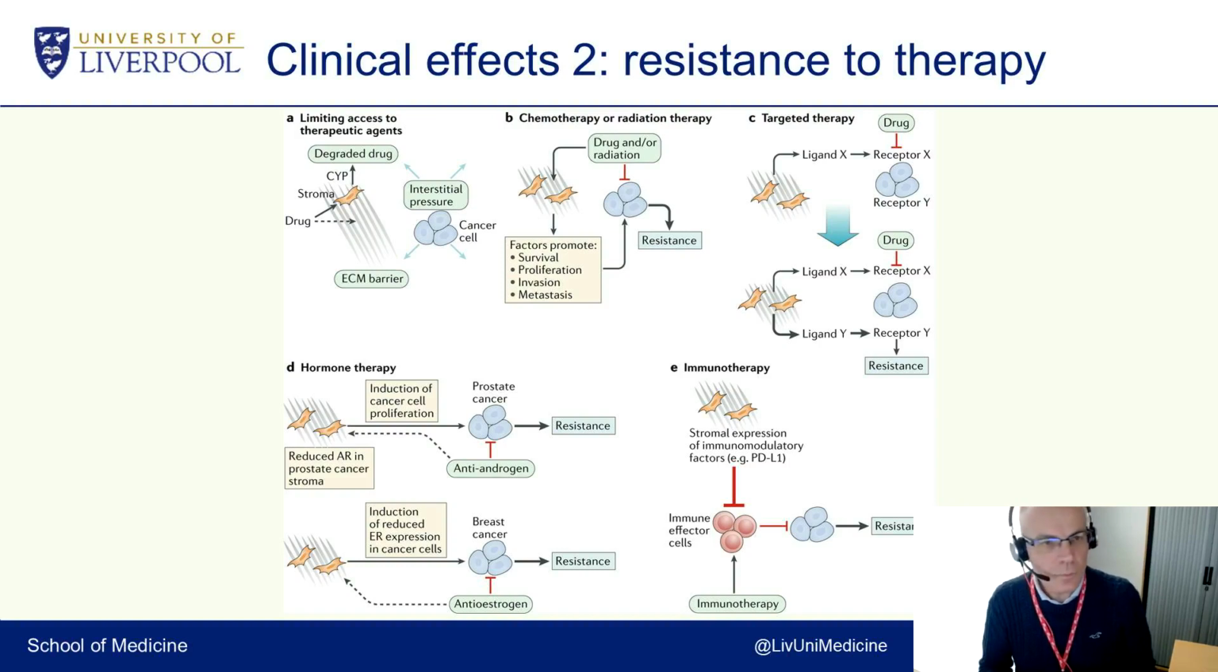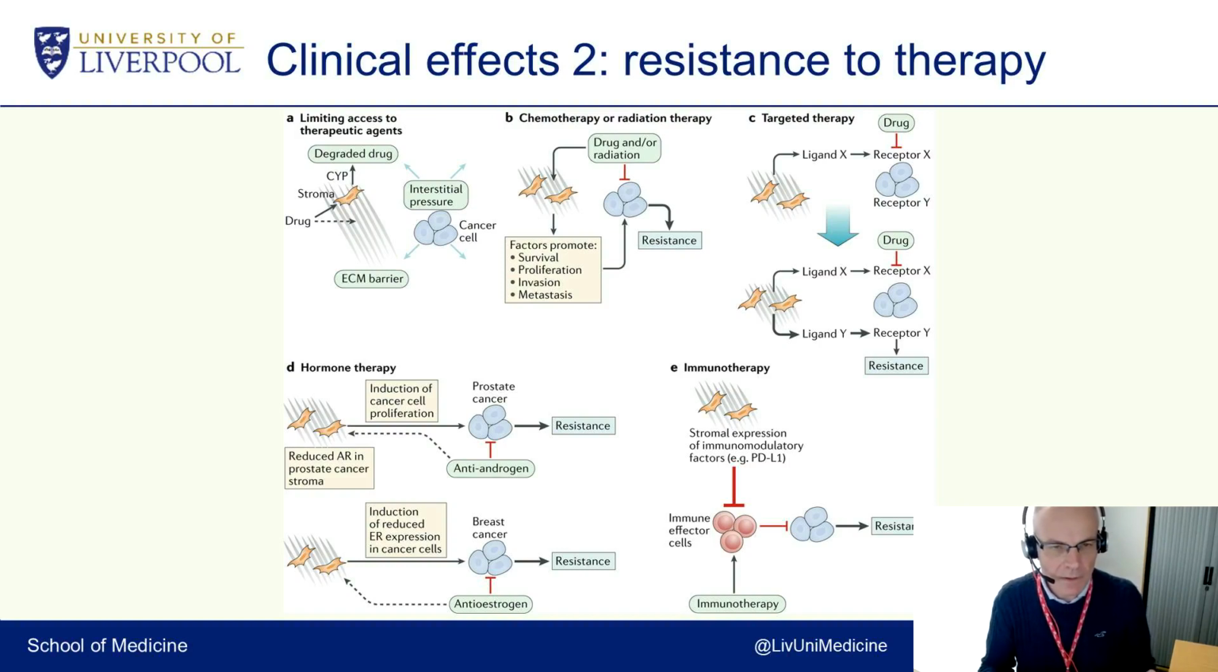They might respond differently to chemotherapy and radiation. So you can see in part B that the drug or radiation is having a negative effect on the cancer cell, but it's having an effect on fibroblasts or other cells in the tumour microenvironment, which stimulates them to produce factors which will allow the cancer cells to be resistant to the drug and or radiation.